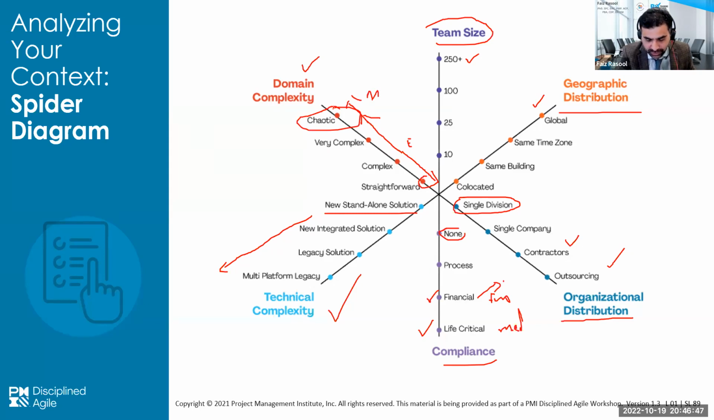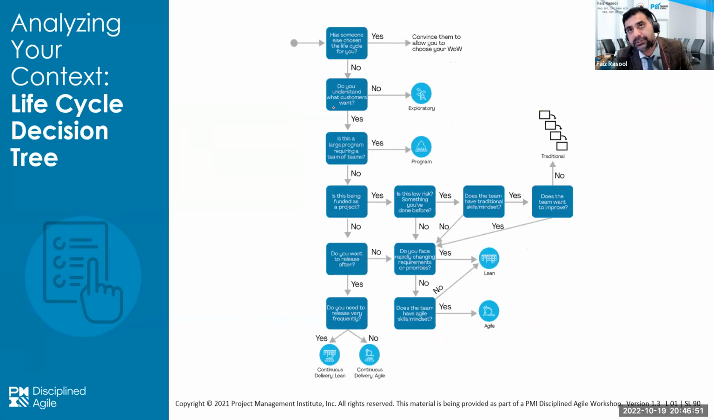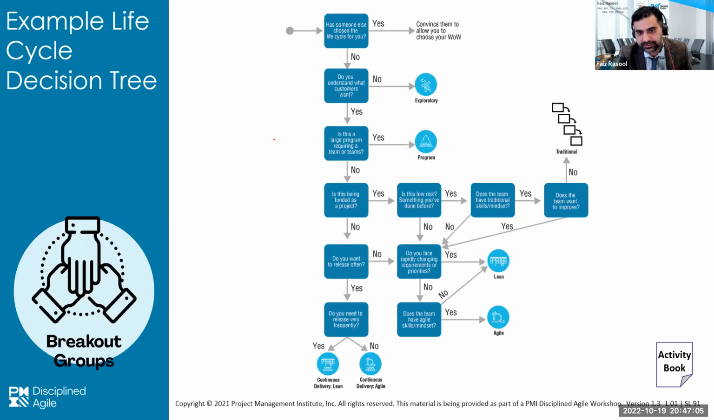So when you analyze these factors, you are able to see how much practice you need to perform better based on your requirements. Then this flowchart helps you to choose your life cycle as per your need. Look at it.